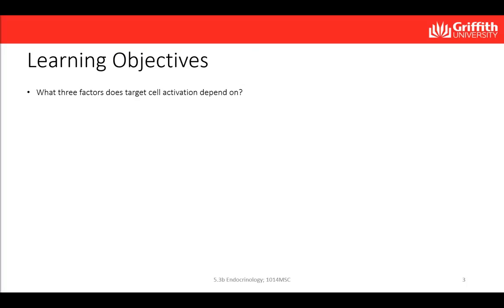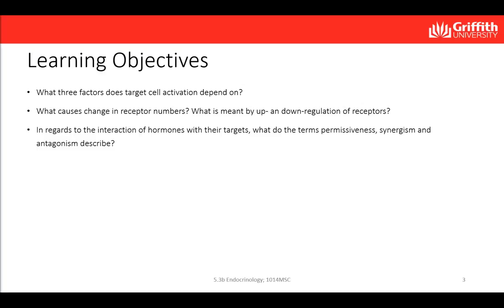The learning objectives for this topic are to answer a few questions, such as what are the three factors that target cell activation depends on? What causes a change in receptor numbers? And what is meant by up and down regulation of receptors? We're also going to learn about the interaction of hormones with their targets, and what the terms permissiveness, synergism, and antagonism mean. We will describe the forms of stimuli that can cause the synthesis and release of hormones.